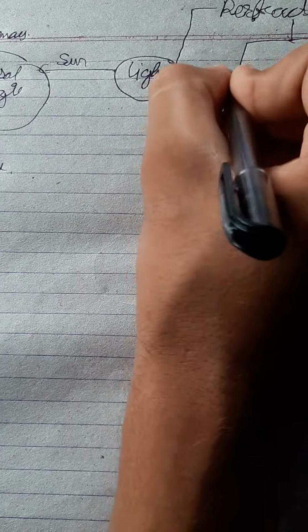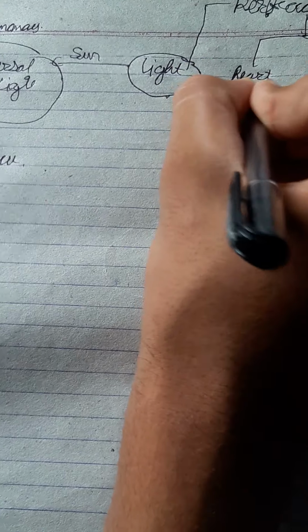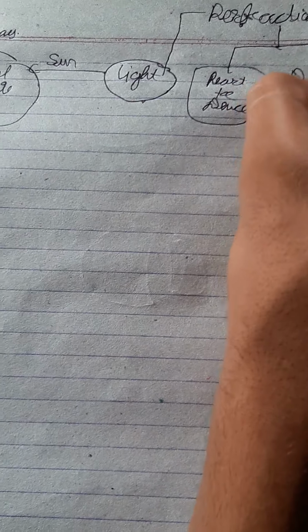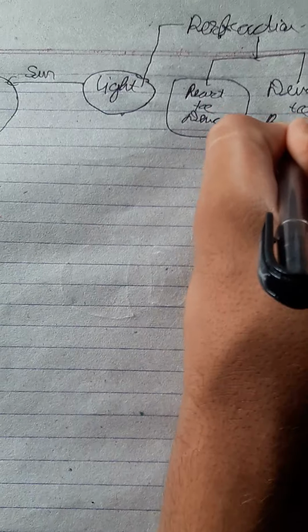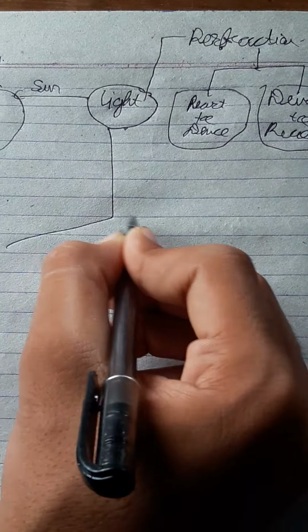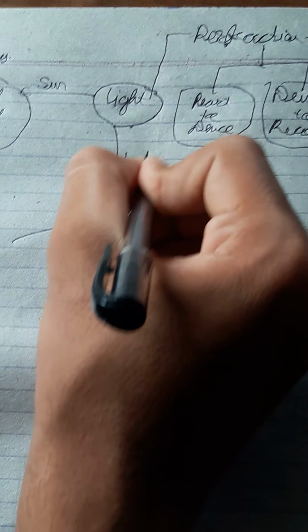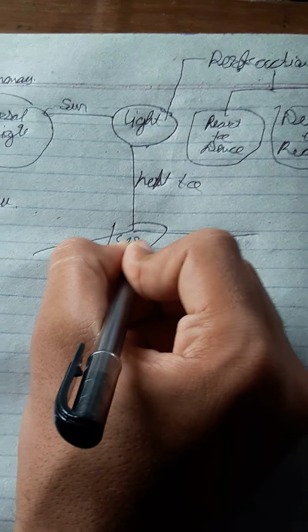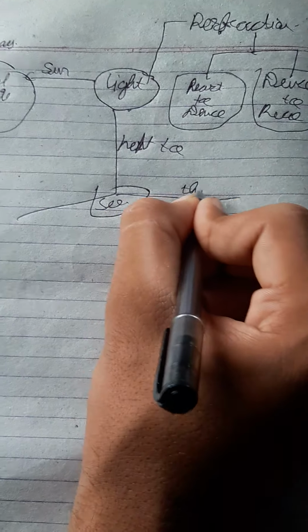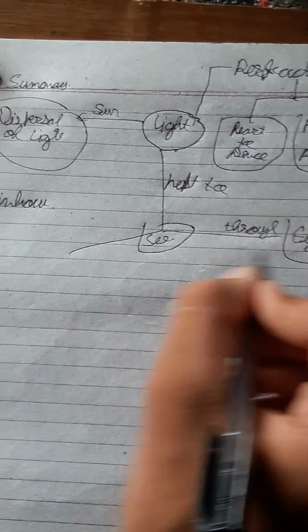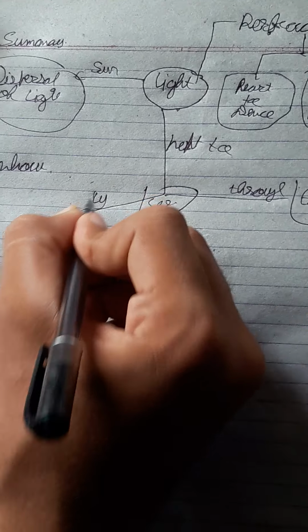Refraction of light can be further divided into light entering a medium: the first case is rarer to denser medium, and the other is denser to rarer medium. These are the two cases. And light helps us to see. We can see through eyes, and this is by reflection of light.